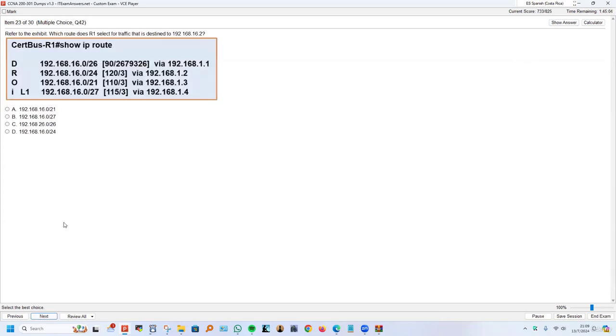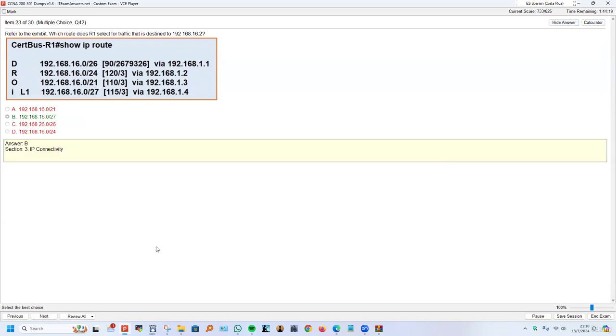What about this one? This one, as far as I remember, refers to an exhibit. Is actually using RIP, and the longest prefix is B. Refer to the exhibit. Which route does R1 select for traffic that is destined to 192.168.16.2? The correct answer is B. Is actually using RIP and is using... Is actually, I think it's ISIS. This one looks like ISIS and the longest prefix match.